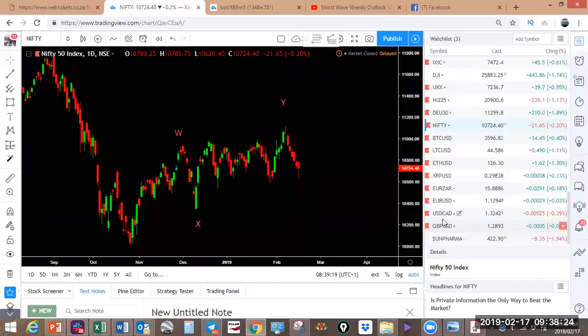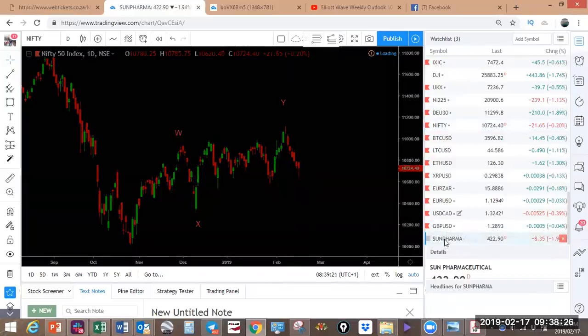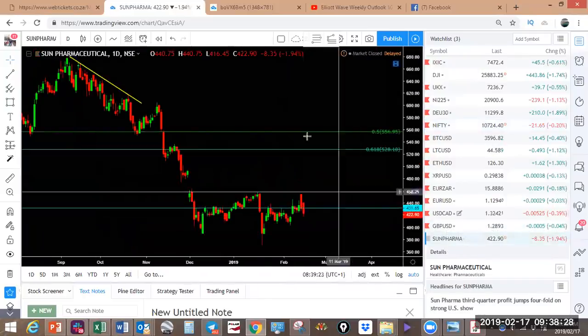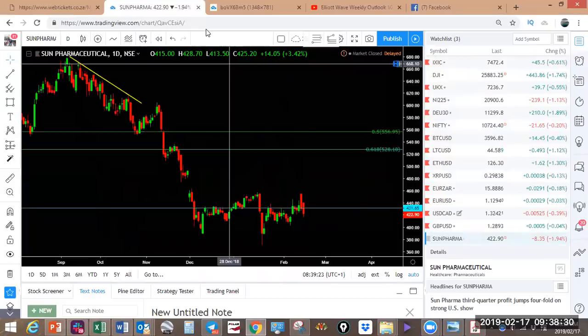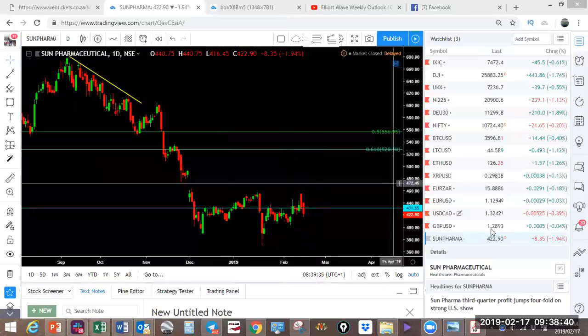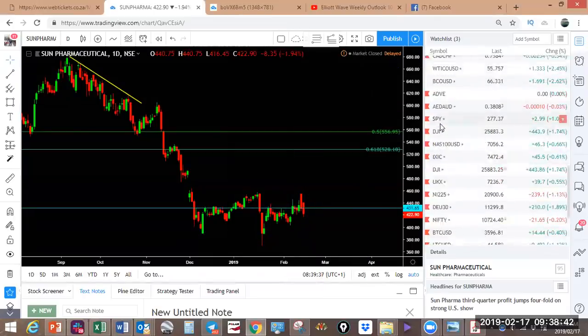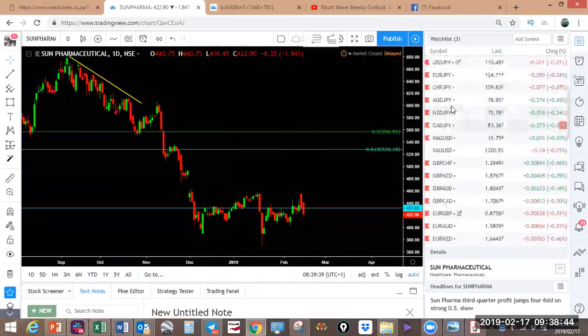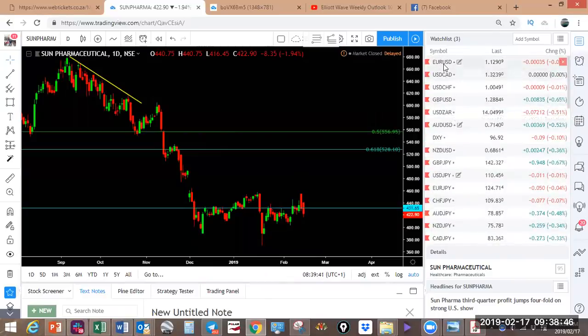Sun Pharmaceutical, one of the stocks that I do for my Indian traders. What you look out for here is this looks like a corrective structure. It's going to drop again. Okay, when this pushes below the boundary here, you expect a drop. Right, guys, we spent quite a bit of time on those. Now let's go to the major pairs.